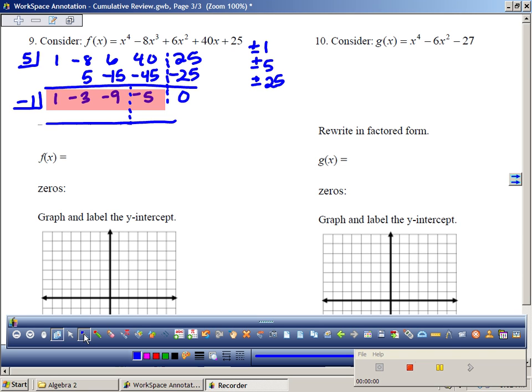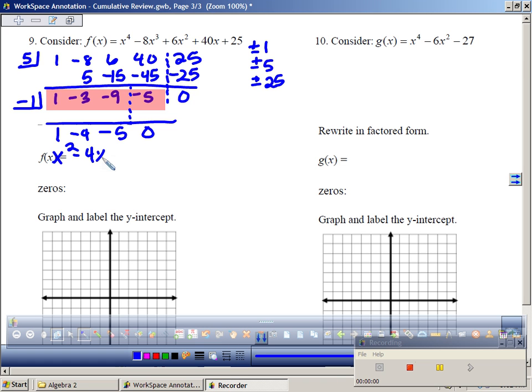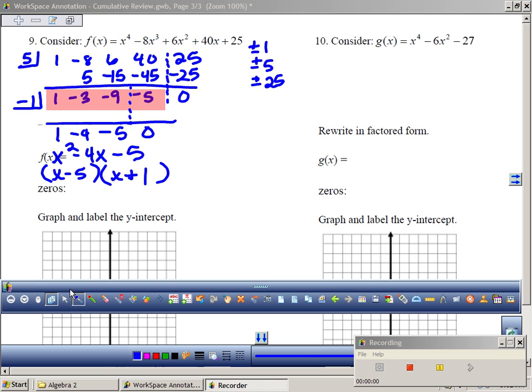All right, so when I finish this, I get 1, negative 4, negative 5, and 0. Then this becomes x squared minus 4x minus 5. And if I factor that, that's when I get x minus 5 and x plus 1. So I have all of these zeros here. I think I'll highlight them in green. I have this 0, this 0, this 0, and this 0.